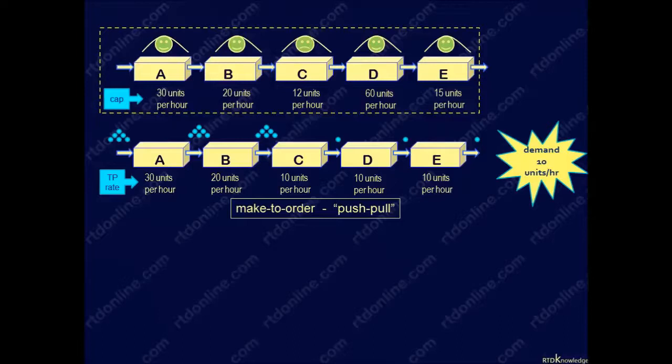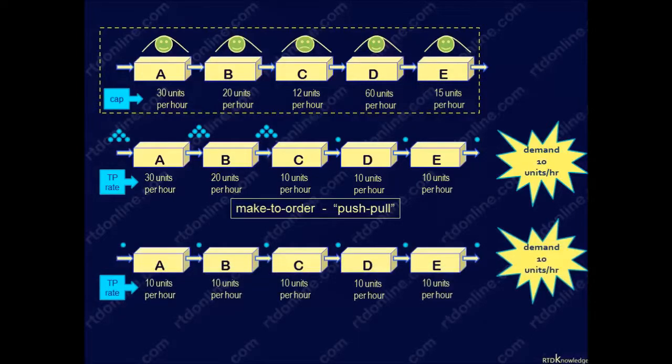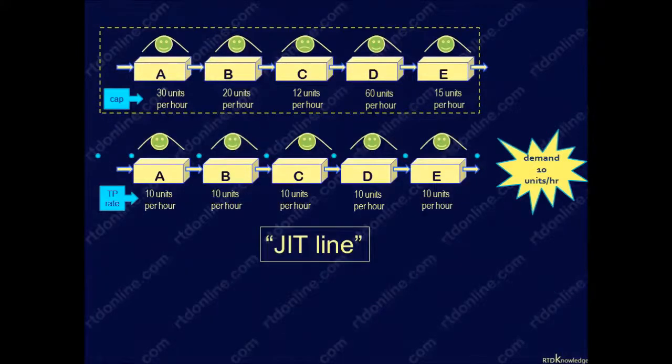Now let's consider a completely pull make-to-order system. Here, as you can see, everyone produces according to the demand rate of 10 or takt time, and not according to its capacity or the process bottleneck. Notice that there are no work-in-process nor finished goods inventory in this system. Let's take a look at a pull line or just-in-time line in detail.